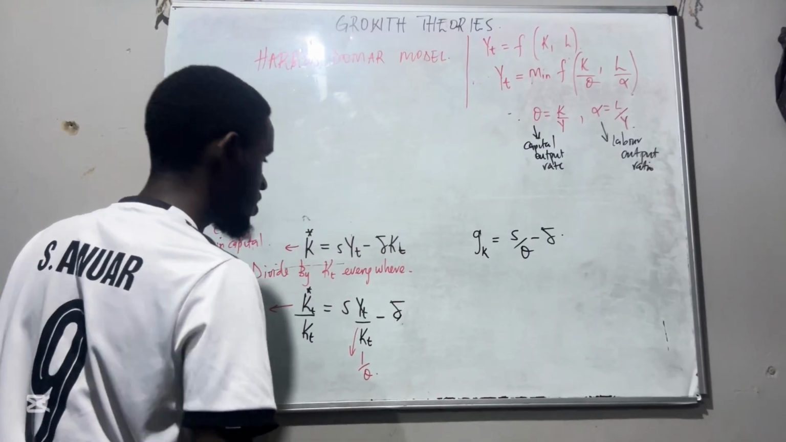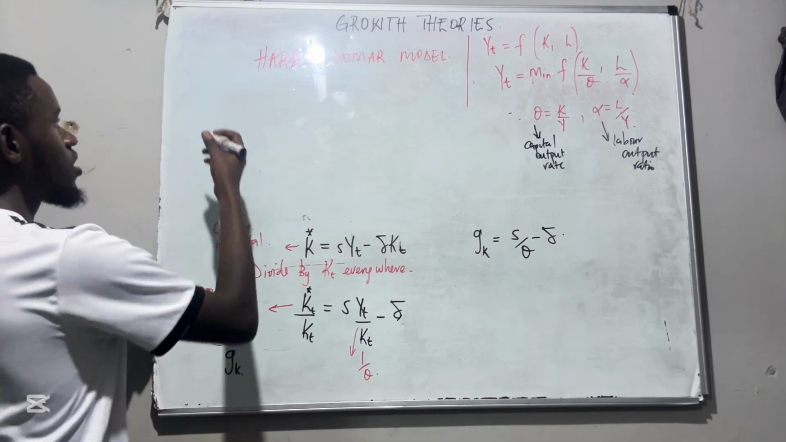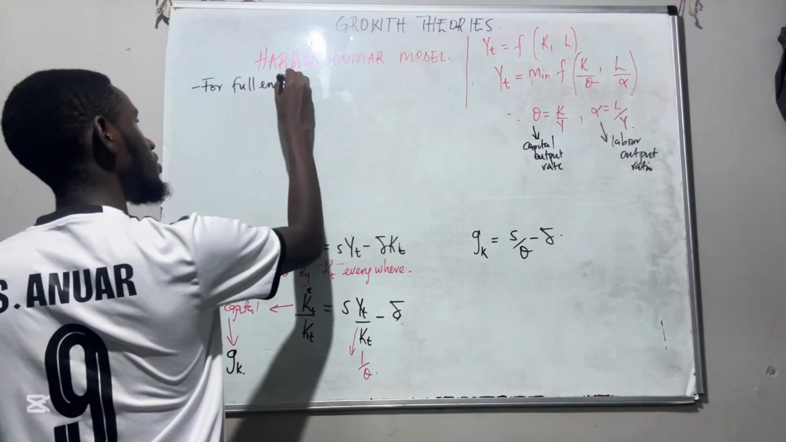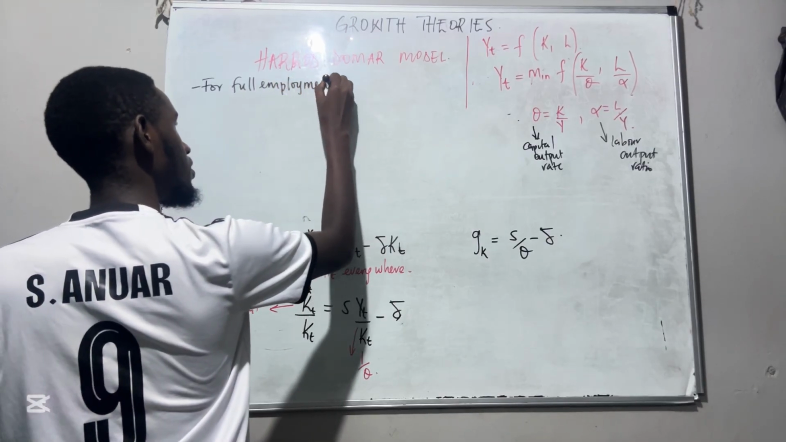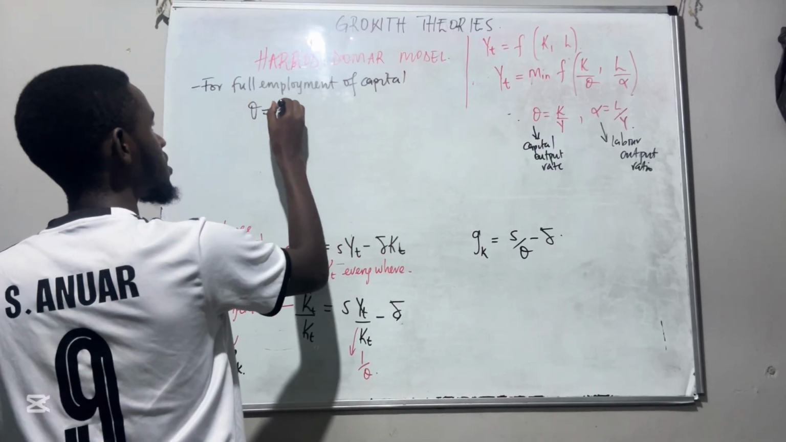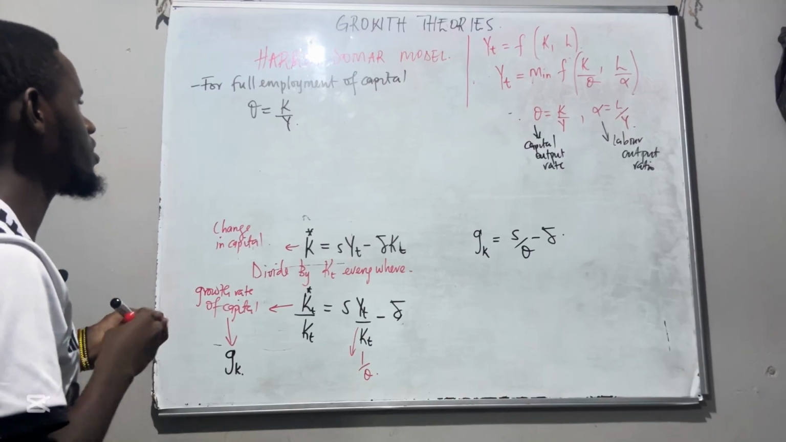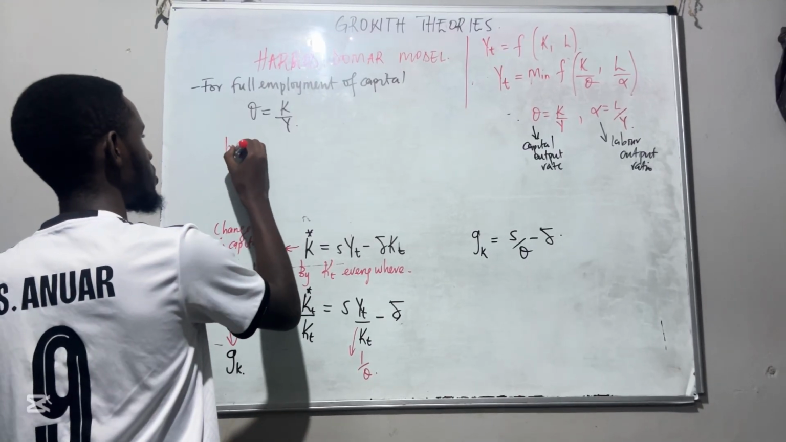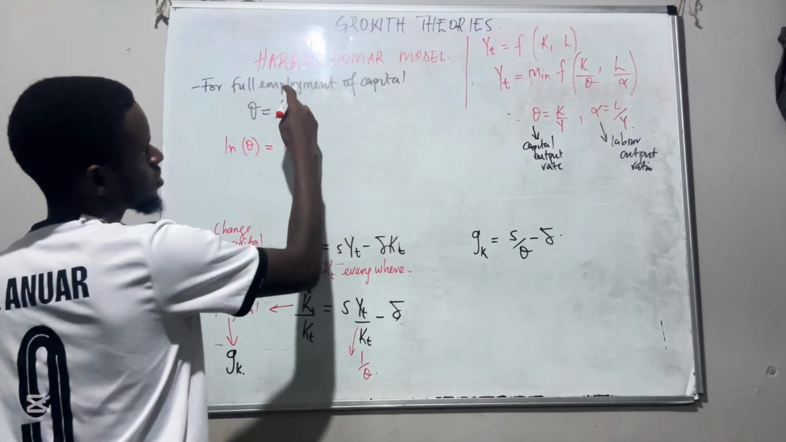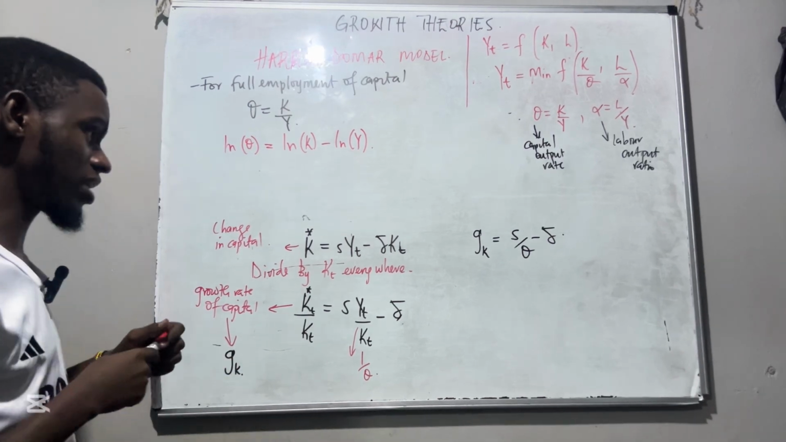Now, in order for us to maximize capital, for full employment of capital, remember we say that theta is the same as having K over Y. Now from here, let us introduce the natural logarithm to both sides. I have ln theta, then here I have ln K. But remember this is a fraction, then it's going to be minus ln Y. But remember theta is a constant.